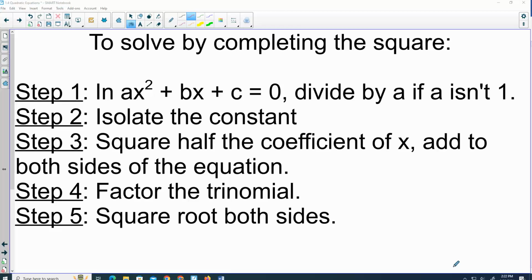So in completing the square, your quadratic has to have a coefficient of 1. So if you have a number in front of your x squared, go ahead and divide by that. Second, we want to move the constant over to the other side, so that both terms on the left have an x, the term on the right does not. Then we have to make a perfect square.